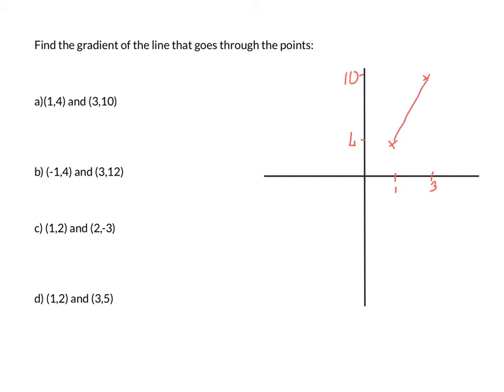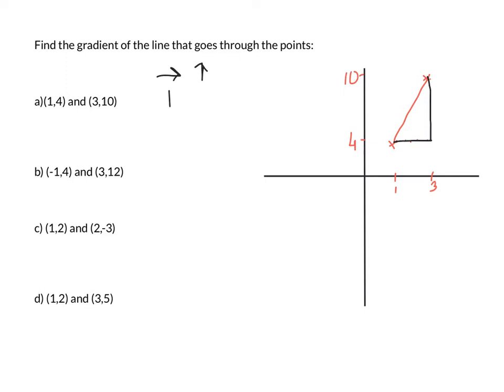Draw the line between them. And then draw your right angle triangle in. I'm just going to do it in a different colour, I think. Now, gradient is for 1 across, how many up?